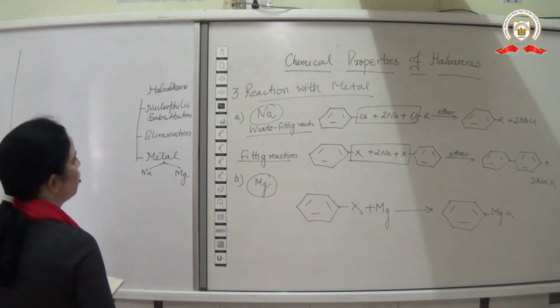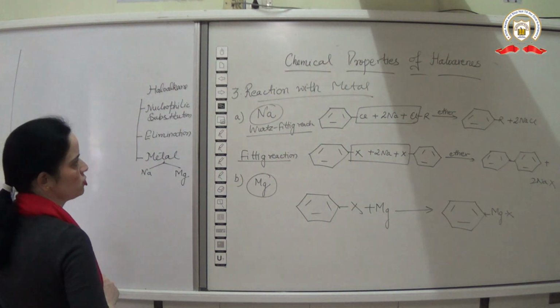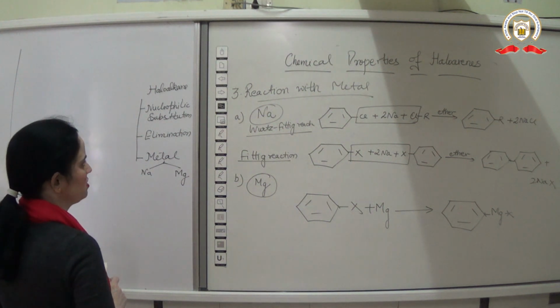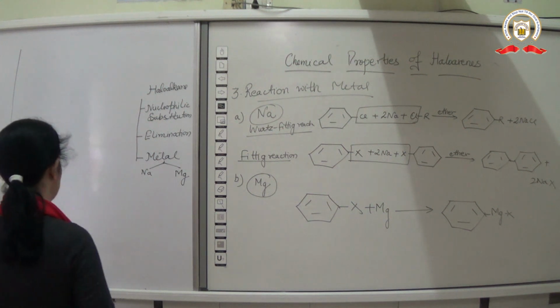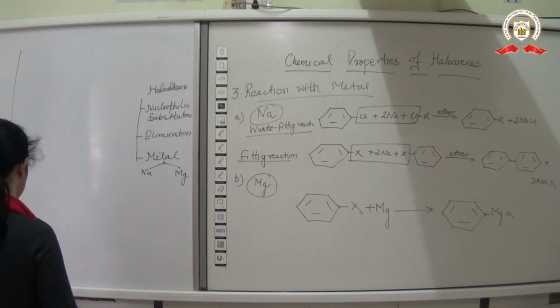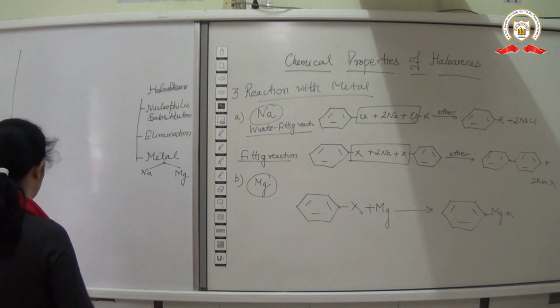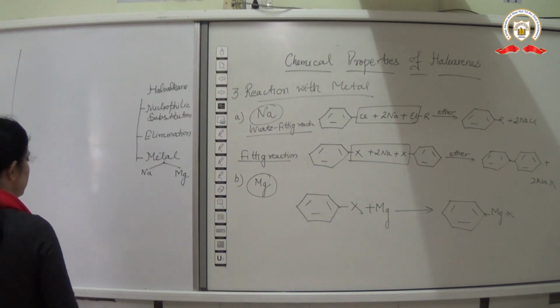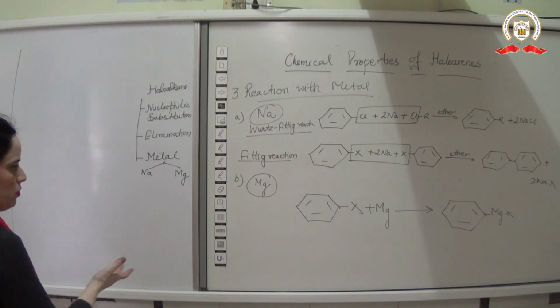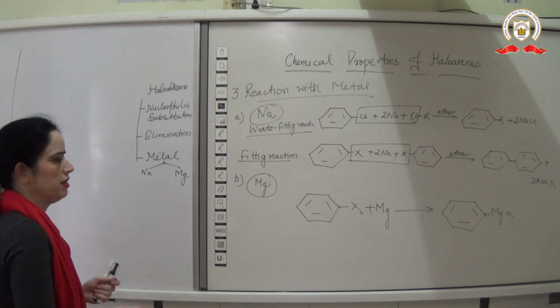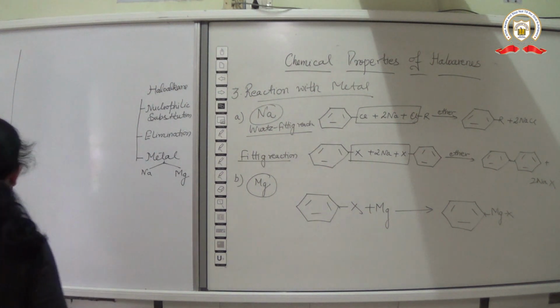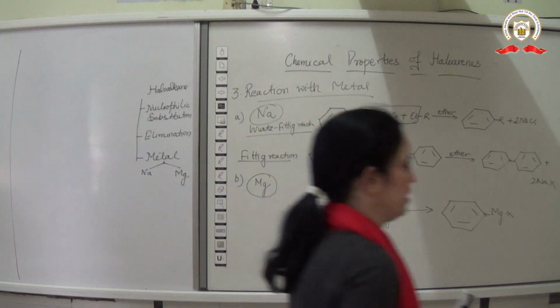So the last part of this topic is the chemical properties of haloarenes, the reaction with metals. With sodium and with magnesium we can do it simultaneously. In NCERT it is usually given with Na, but we can carry out the reaction with Mg in the same manner.